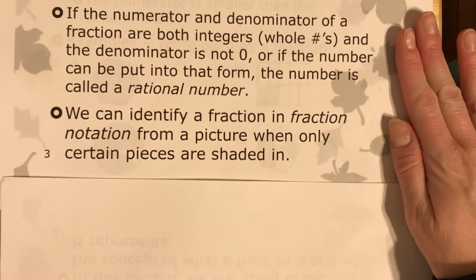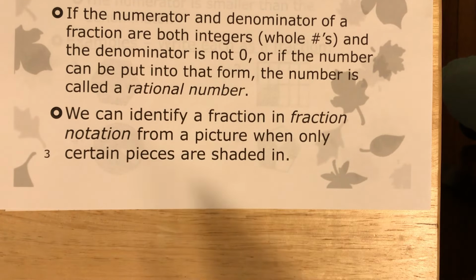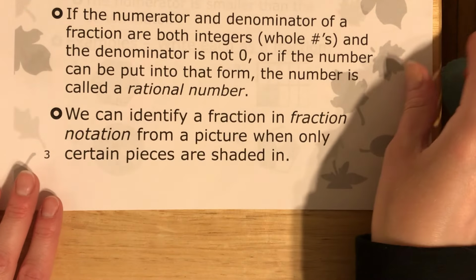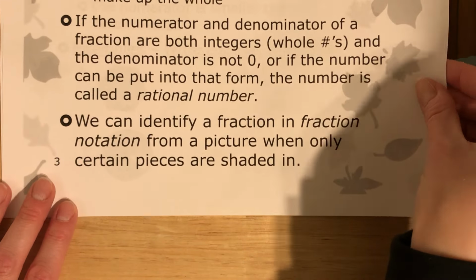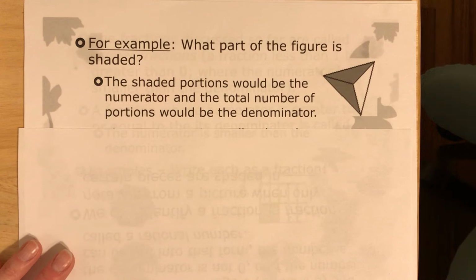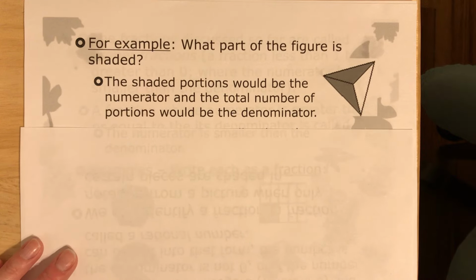So we can identify a fraction in fraction notation from a picture when only certain pieces are shaded in. And that's where we're going to start here. So for example, what part of the figure is shaded? So here's our figure. Okay, just going to show you part of it. The shaded portions would be the numerator, and the total number of portions would be the denominator.